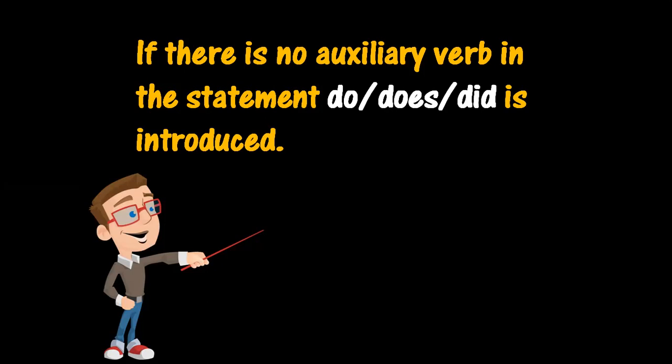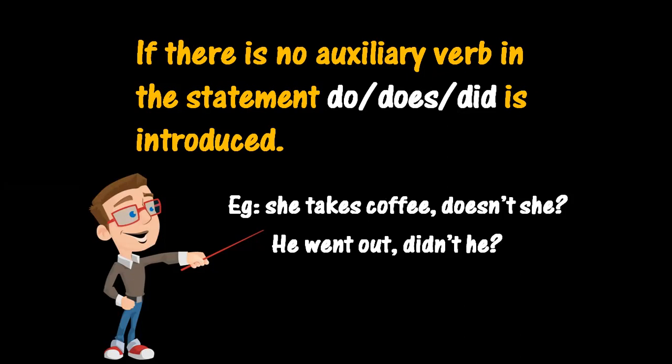I played cricket yesterday. I did not play cricket yesterday. Did I play cricket yesterday? Like this. So in the question tags, if there is no auxiliary verb, first check the tense, whether it is simple present or simple past. Based on that, use the auxiliary verb do, does, or did. Look at the examples. She takes coffee, doesn't she? He went out, didn't he? So like this, we use do, does, did when there is no auxiliary verb in the statement.